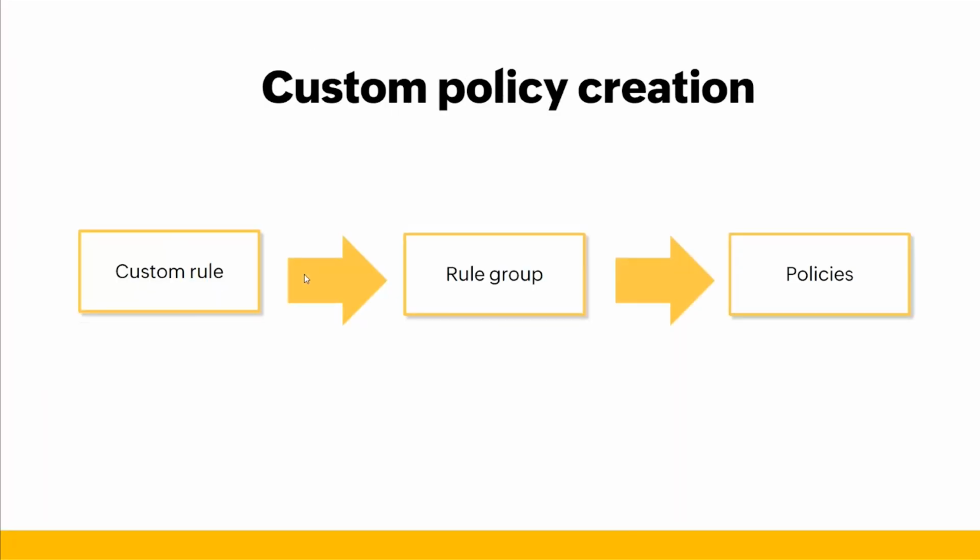So to create a custom policy, you first need to create a custom rule. Then group these rules into rule groups. And finally, these rule groups are associated as policies. So after creating and applying a policy to devices, NCM will run a compliance check to see if the devices adhere to the policy. If not, a violation is triggered.